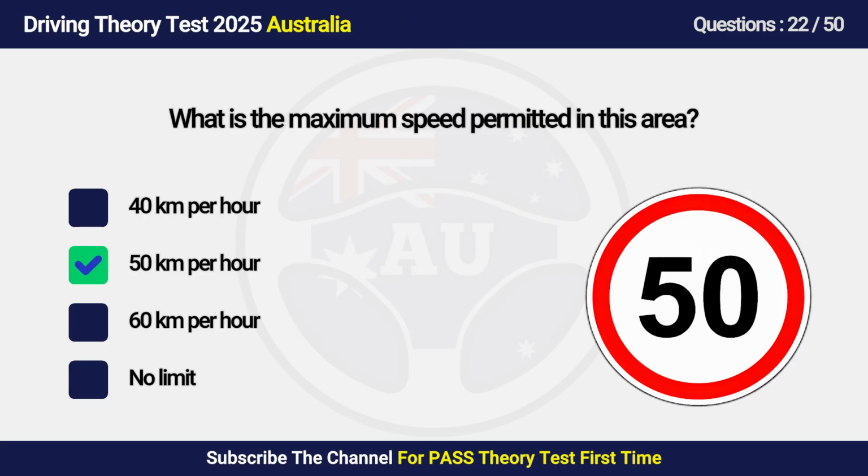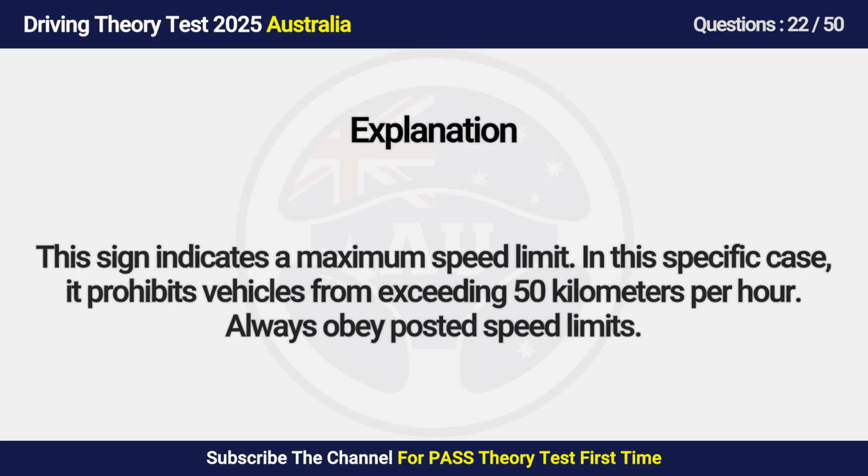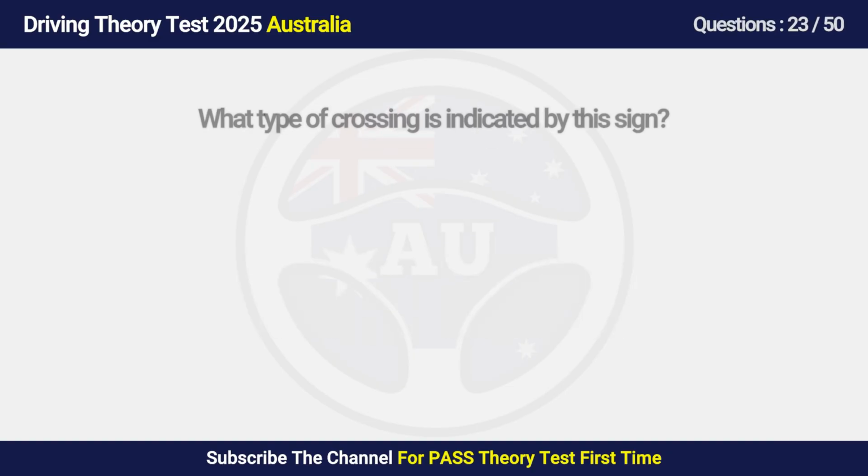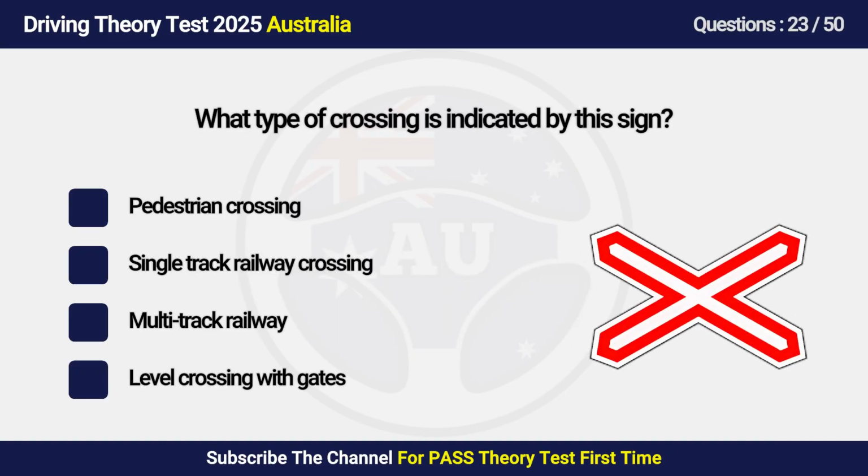Answer is B. 50 per hour. This sign indicates a maximum speed limit. In this specific case, it prohibits vehicles from exceeding 50 kilometers per hour. Always obey posted speed limits. Question 23. What type of crossing is indicated by this sign? A. Pedestrian crossing. B. Single-track railway crossing. C. Railway. D. Level crossing with gates.